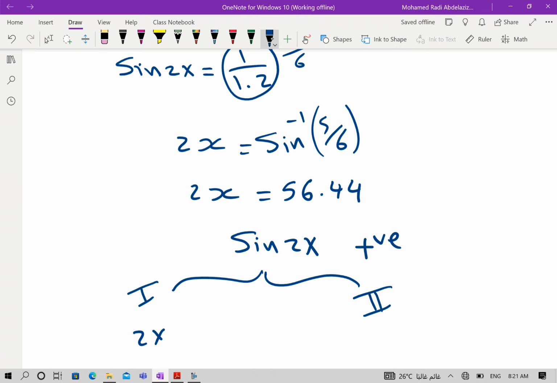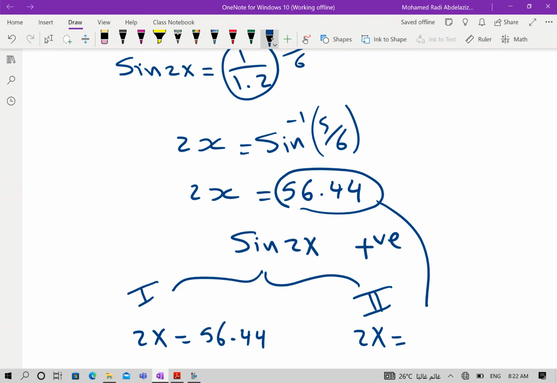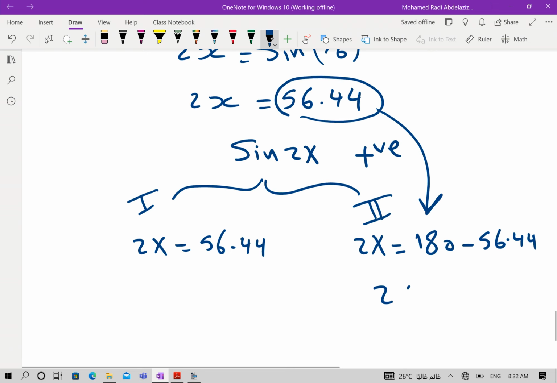So 2x equals 56.44, and 2x equals 180 minus this value. What will it be? 180 minus 56.44. So 2x equals 123.56.